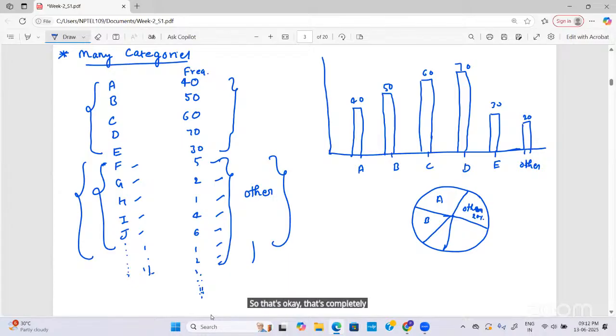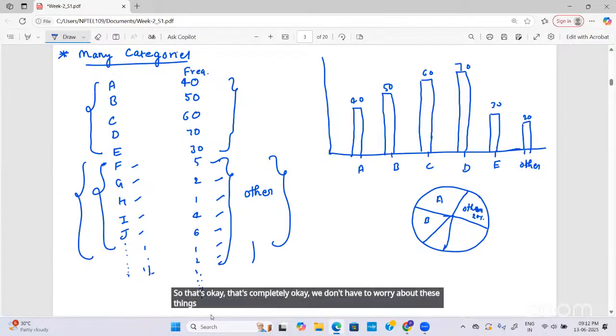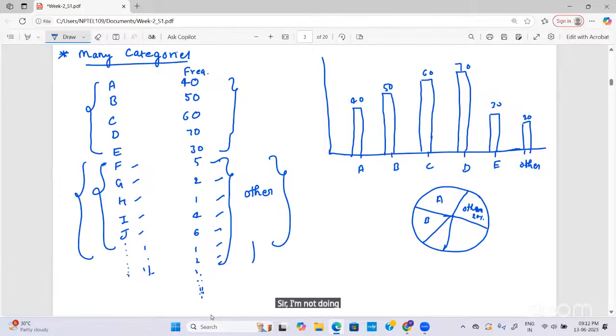We don't have to worry about these things. Still, these categories will be major. Even if it comes to suppose 70%, it will still not be a big issue. It is just a representation of your data set. Still, these categories will be significant for your data set because the other category has many minor categories. This is not a single category. It combines so many different categories in your data set.